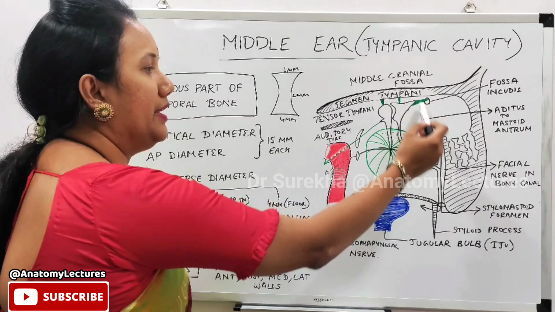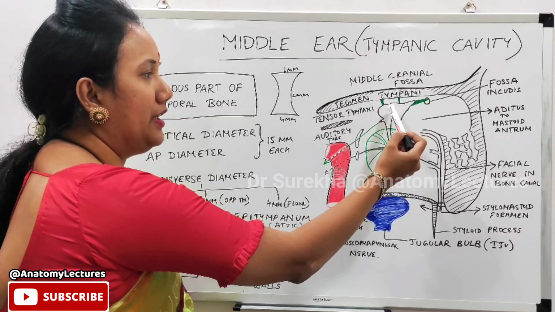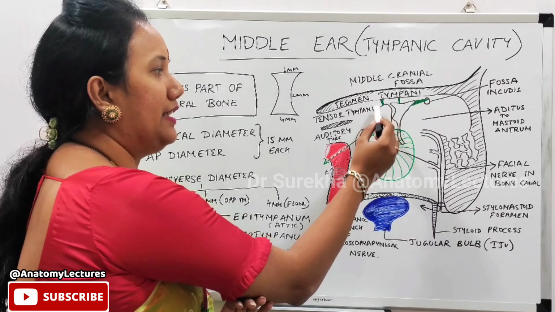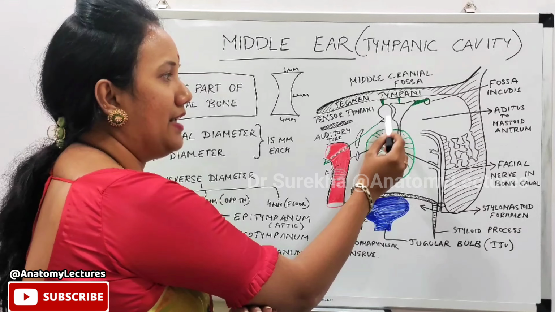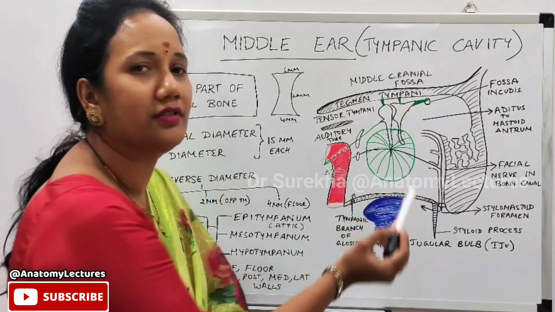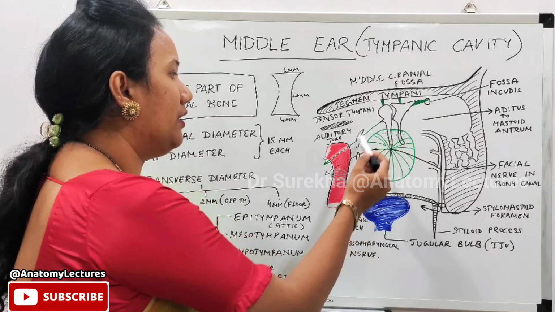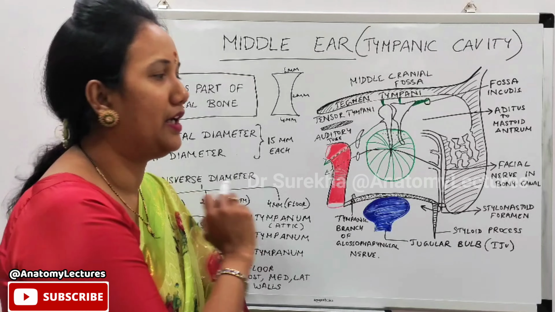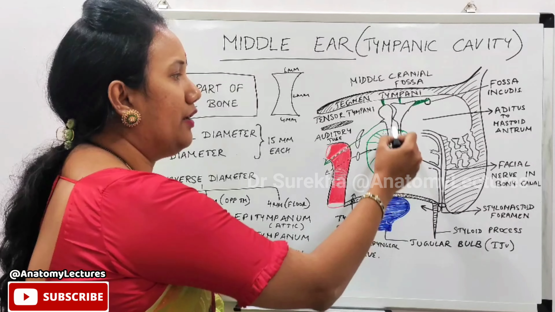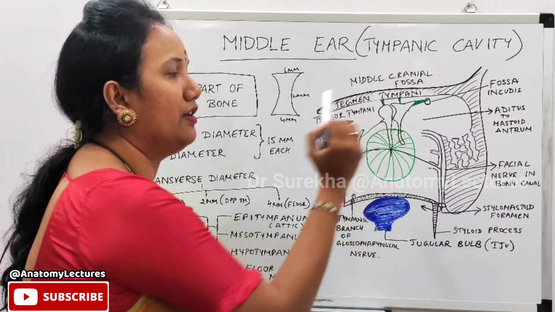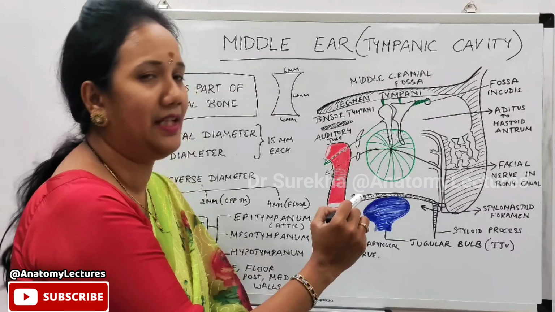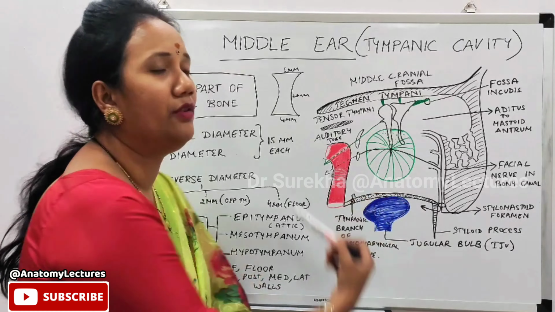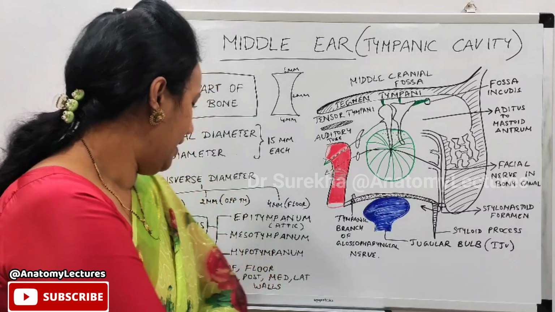So the part of the middle ear which is present above the tympanic membrane is called epitympanum, and this lodges the head and anterior process of malleus and body and short process of incus. The part which lies opposite the tympanic membrane is called mesotympanum. Now this mesotympanum lodges the handle of the malleus and the long process of incus and stapes. Next, hypotympanum is the part of the middle ear cavity which is located below the tympanic membrane.